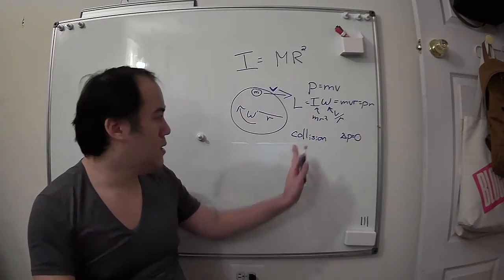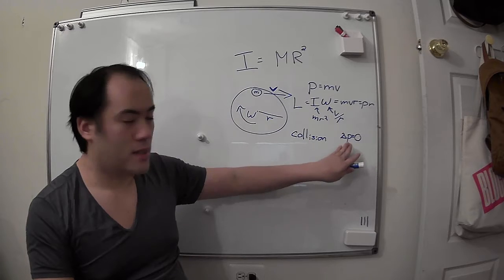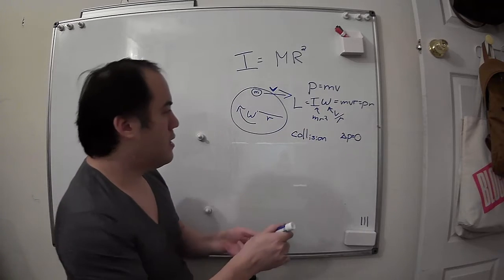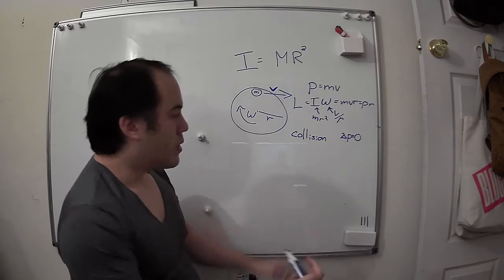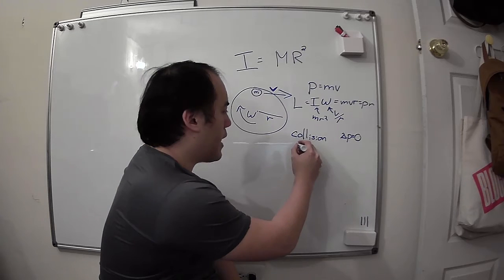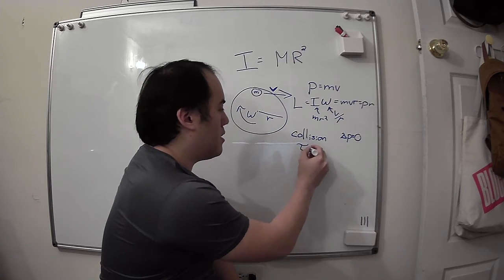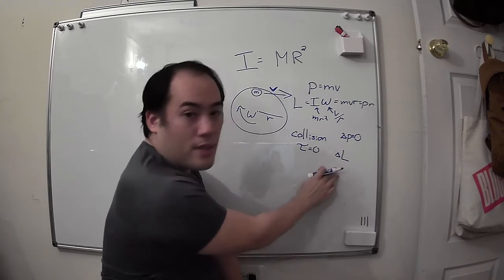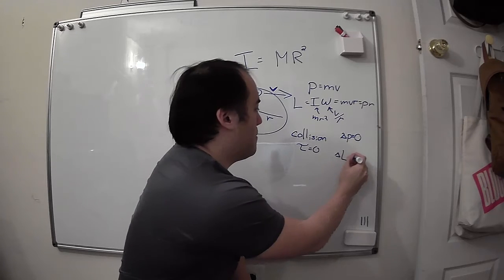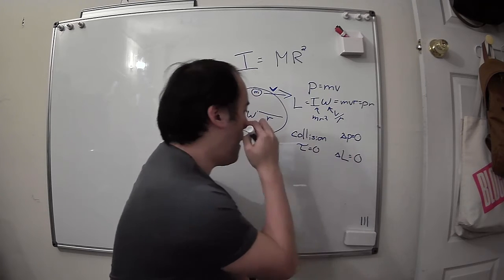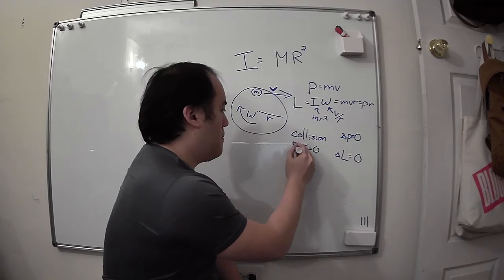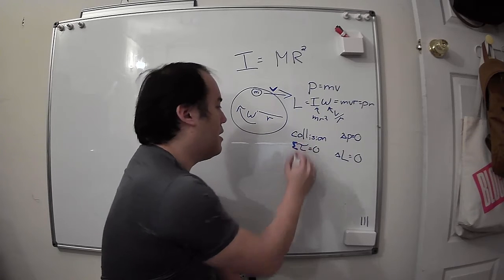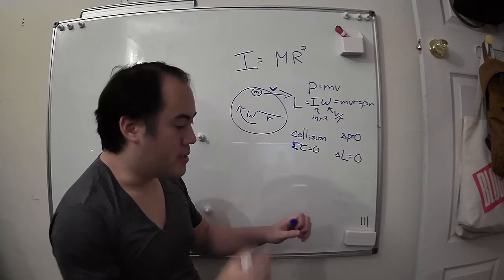Okay, so hopefully that made sense. In torque, if the external torque is 0, there will be no change in L, the angular momentum. We always do this for collisions, linear momentum. It's true even if there's no collision.